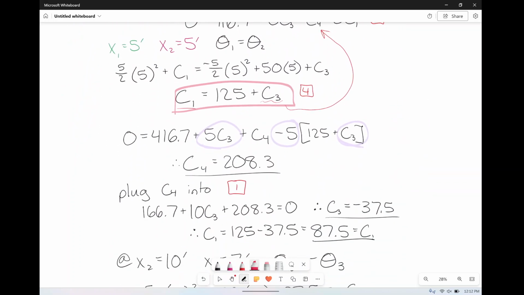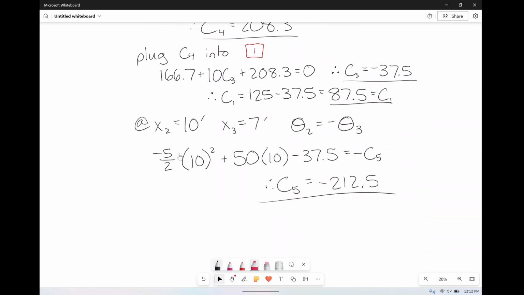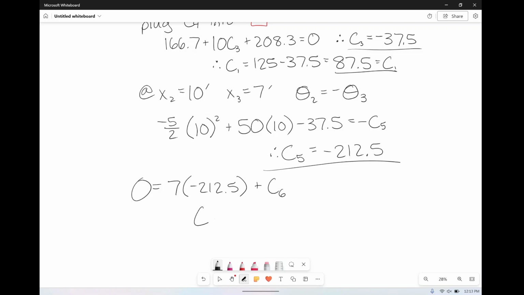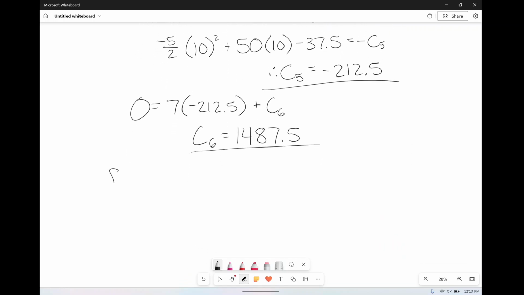C6. So yay, let's plug that back up into number 2. And we're going to get, it is actually 7 times C5, which is minus 212.5. And we said plus C6, and all that equals 0. So wow, lo and behold, C6 is equal to a really big number, 1487.5. Cool, so we did it. We found every single constant of integration. Not very fun, but we did it. So now all we have to do is actually write out our equations.